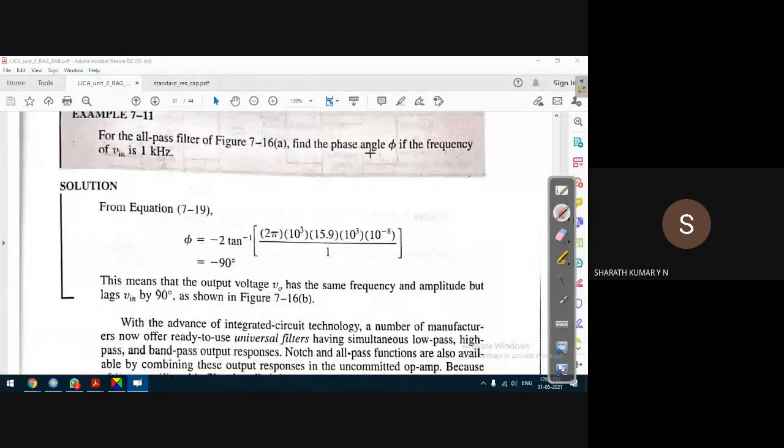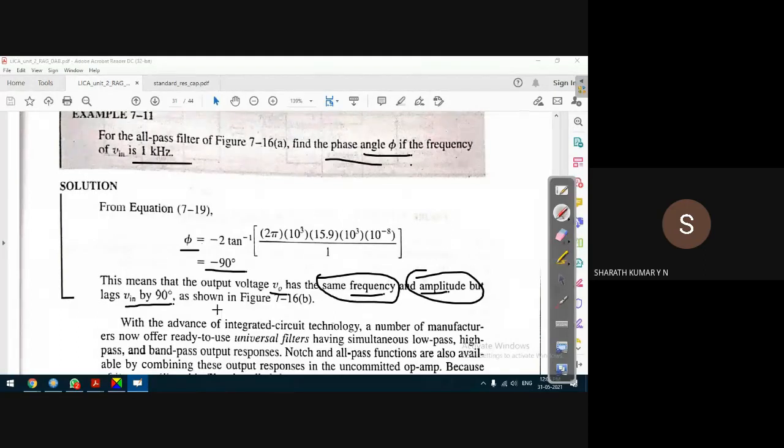Simple design example for a phase angle. Find the phase angle for a frequency of 1 kilohertz. Very simple. From the formula, you can directly get it as minus 90 degrees. This means that the output voltage V0 has the same frequency and amplitude, but lags behind the input voltage by 90 degrees. If there is no same frequency and no same amplitude, then we cannot call it an all-pass filter. For an all-pass filter, the condition is that it should have the same frequency as well as the same amplitude. This is very important. So this is what is known as an all-pass filter.